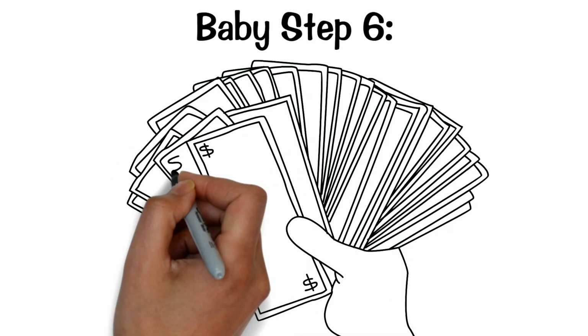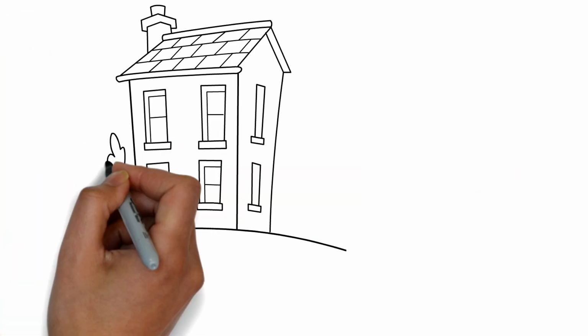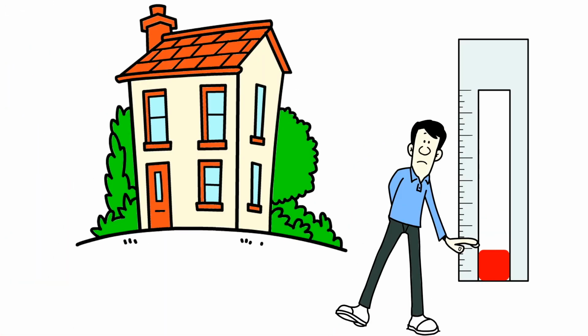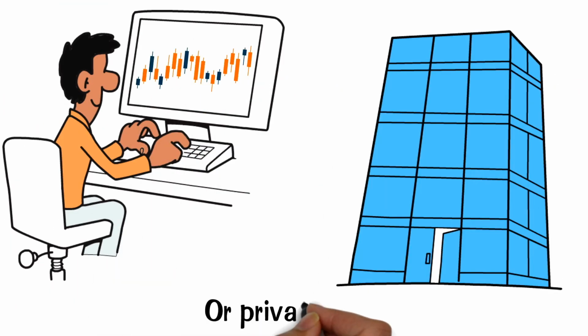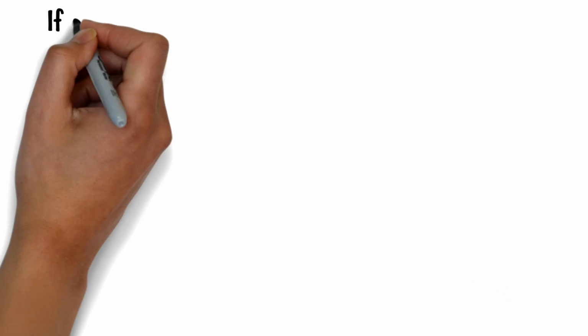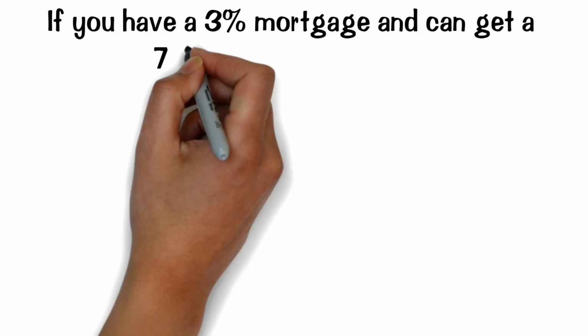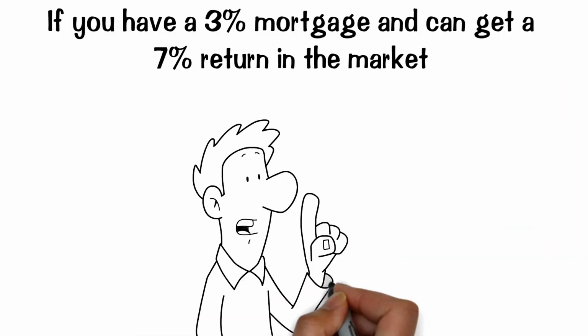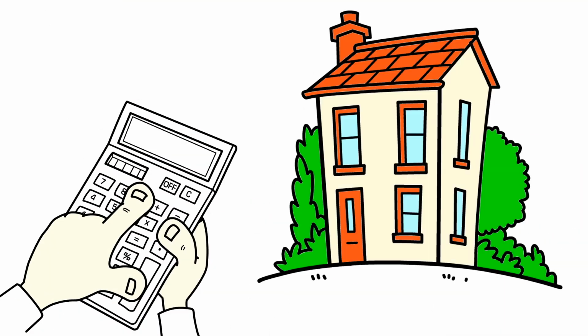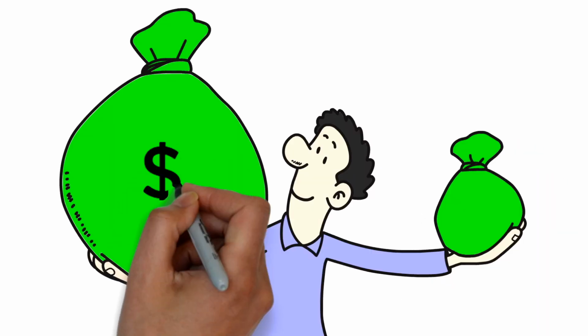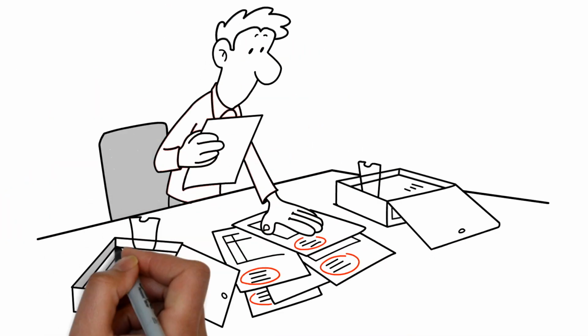Baby step number 6, pay off your mortgage early. Now, a lot of people might say, well, my mortgage rate is very low. I can get better returns in the stock market or in commercial real estate or private lending. In other words, if you have a 3% mortgage and can get a 7% return in the market, why pay off the mortgage? If mathematically it makes sense to not pay off your home early, if your investment returns are higher than your mortgage rate, that may sound fine, but in my opinion, it only makes sense on a spreadsheet, not in real life.